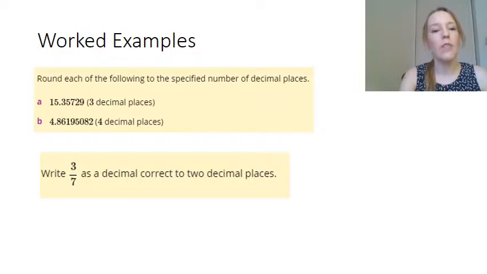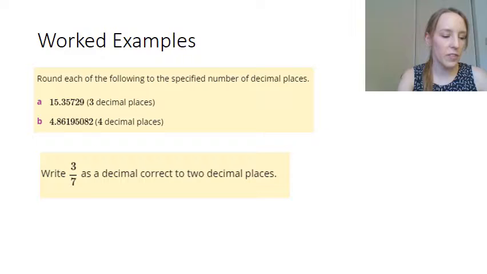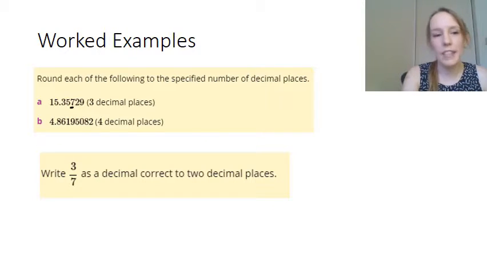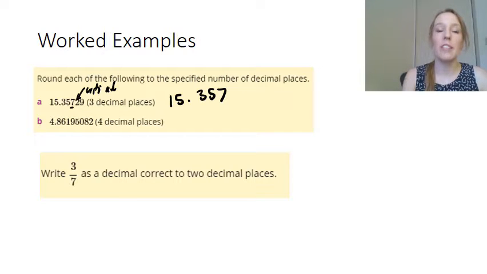Okay, so our further worked examples, round each of the following to the specified number of decimal places. Okay, so we've got 15.35729, so 3 decimal places. So that means that 7 is going to be our rounding digit and 2 is going to be our critical digit. So we're going to look at our critical digit. Is that less than 5? Yes, it is, so our rounding digit is not changed. So our answer would be 15.357. So it will stay like that.